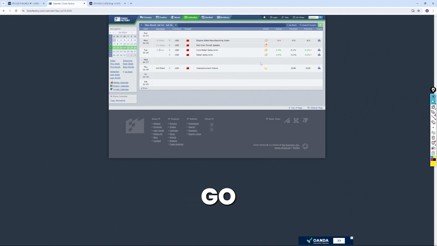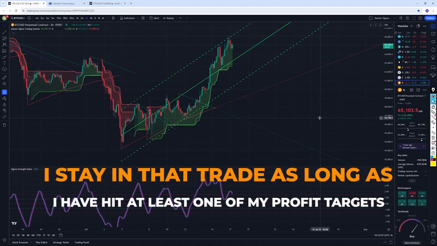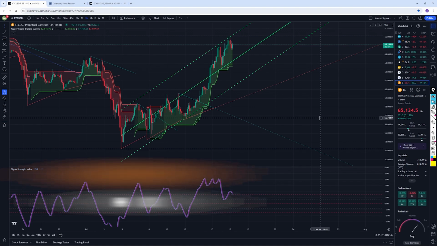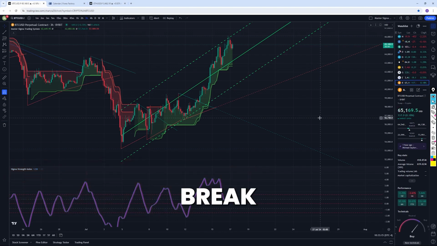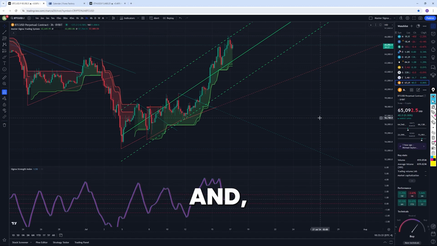So there's 2 ways that I go about trading news events. The first type is if I'm already in a trade well ahead of the news event, then I stay in that trade as long as I have hit at least one of my profit targets and I've moved my stop loss to break even. At that point, I don't have anything to lose. Even if I get stopped out, I'll be in profit still. So it doesn't make a difference. If it's a high probability setup that I took well ahead of the news, I'm going to stay in that trade, especially if I've already moved my stop loss to break even.